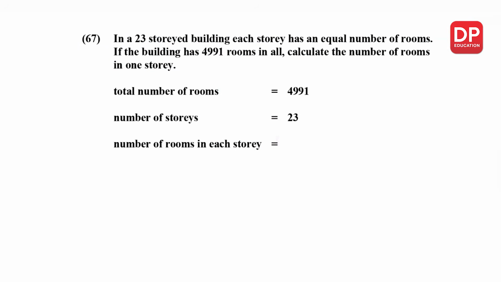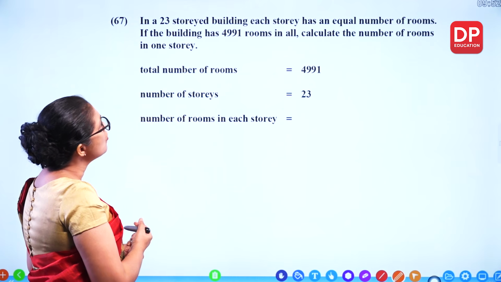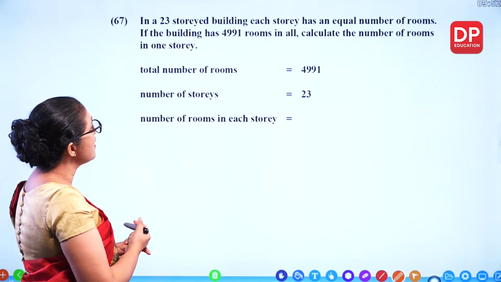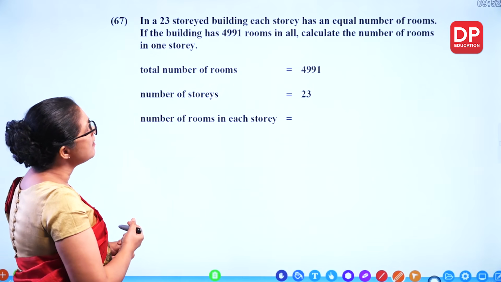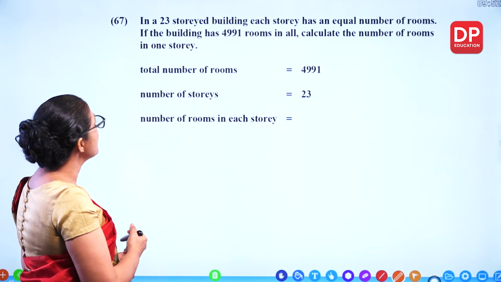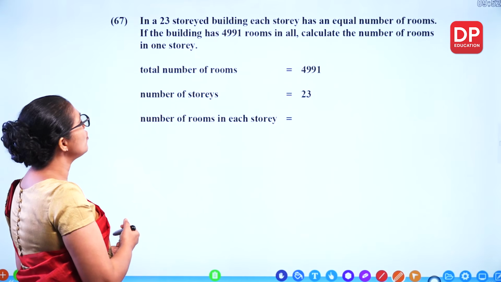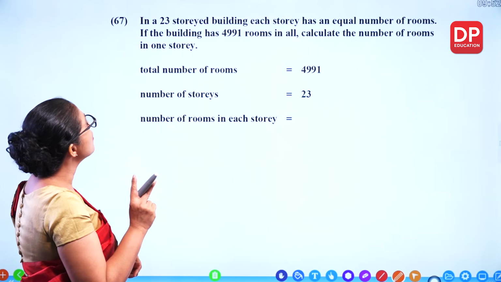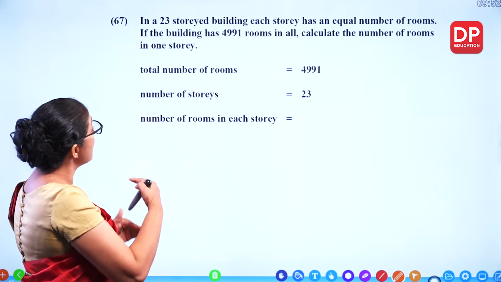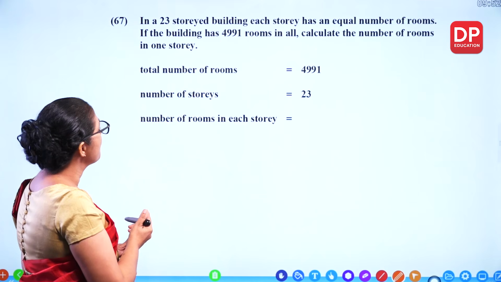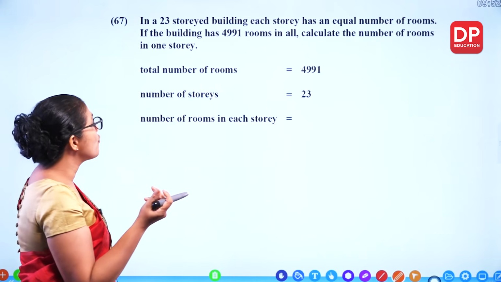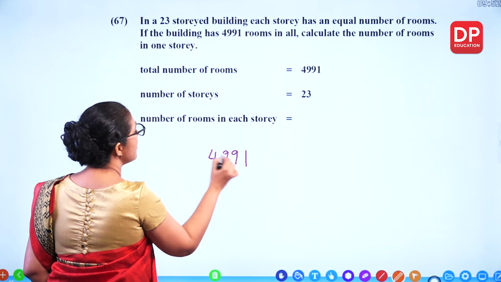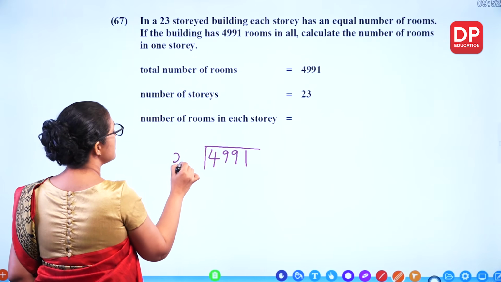In a 23-storied building, each story has an equal number of rooms. If the building has 4,991 rooms in all, calculate the number of rooms in one story. So what's the total number of rooms? 4,991. There are 23 stories. How do you find out the number of rooms in each story? So you have to take 4,991 divided by 23.